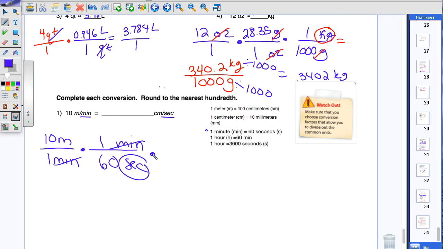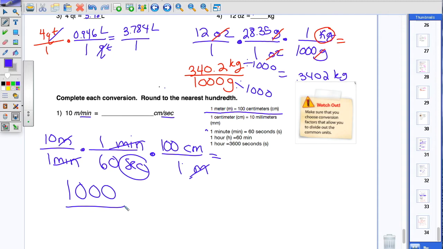Then we want to go from meters to centimeters. So there's our conversion factor there. So our meters goes in the denominator, centimeters in the numerator. So 1 meter in the denominator, 100 centimeters in the numerator. Your meters cancel out. Multiply going across, so 10 times 1 times 100 is 1,000, and that would be centimeters.